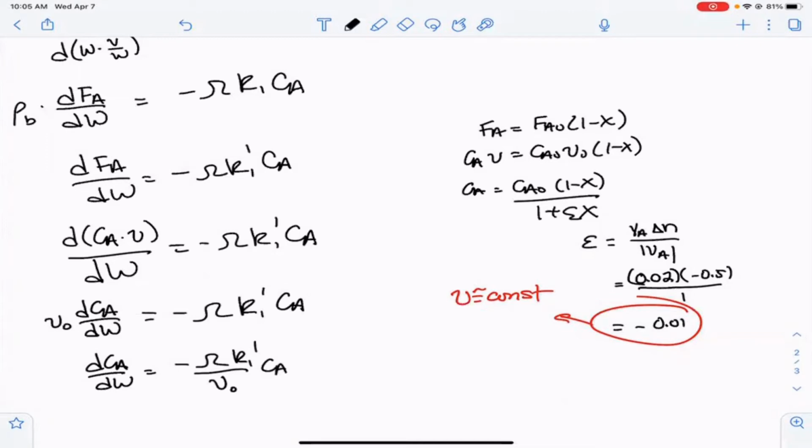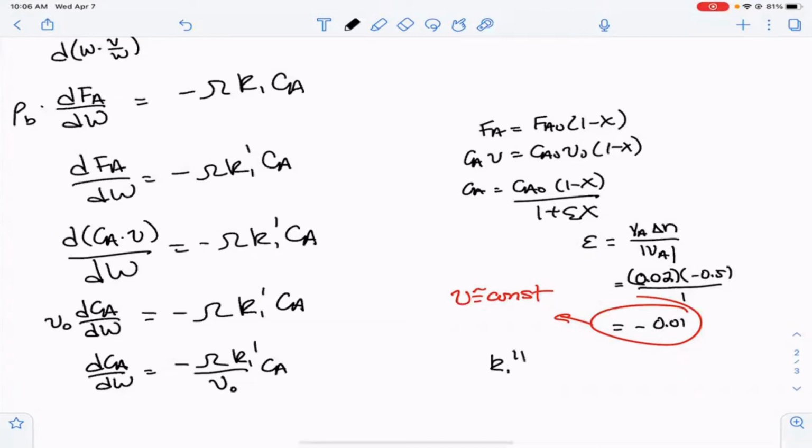Now, there's one more substitution to make here. And when you go and look at the problem, when we solve it for the homework, one of the things that you're going to notice is that they give you k1 double prime.